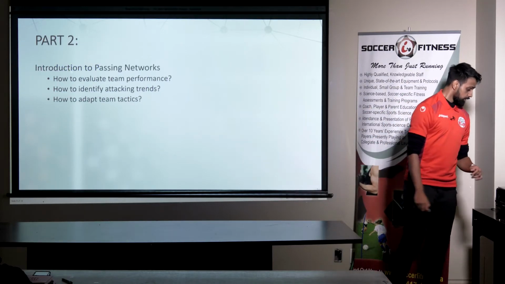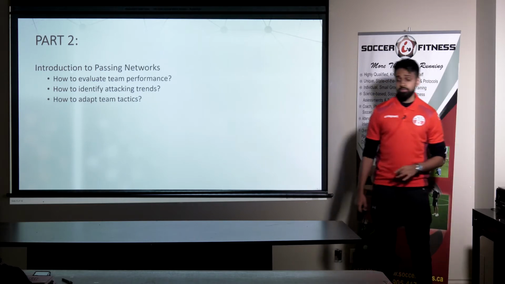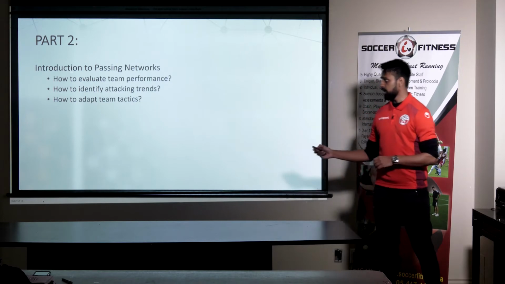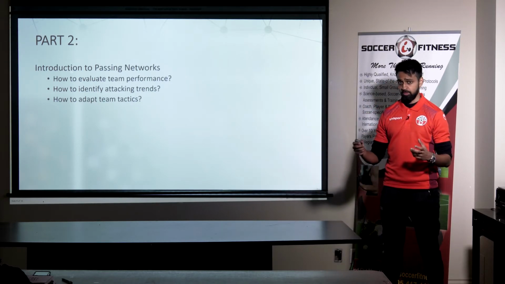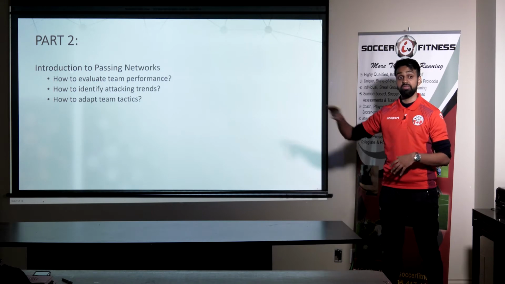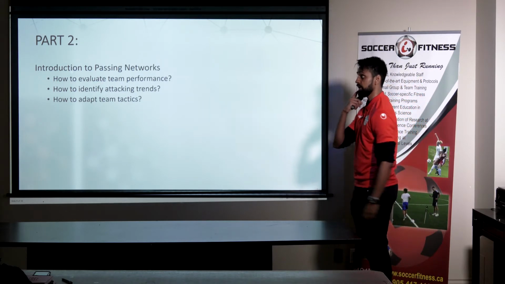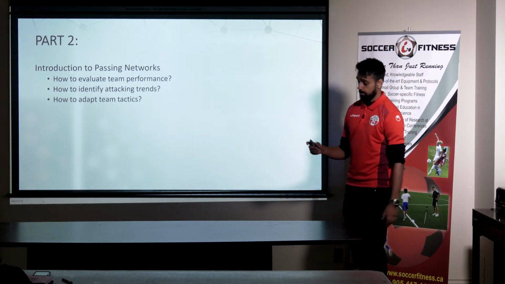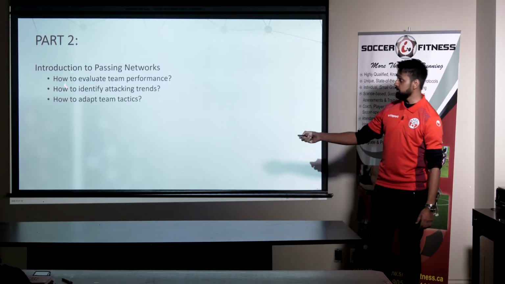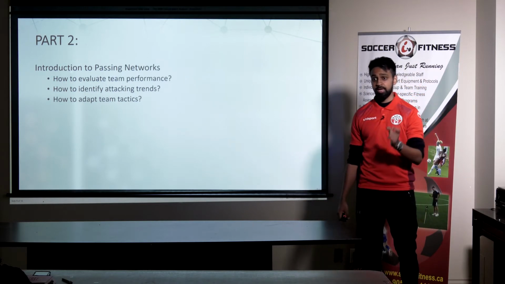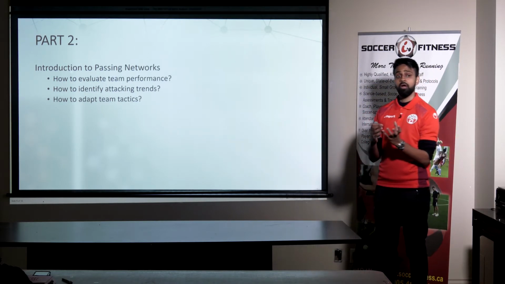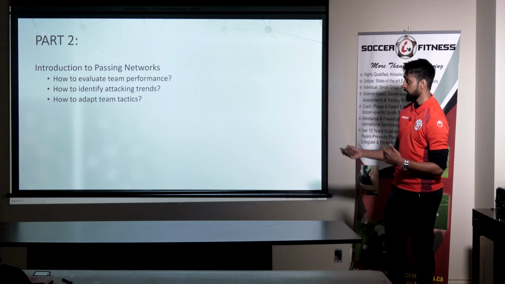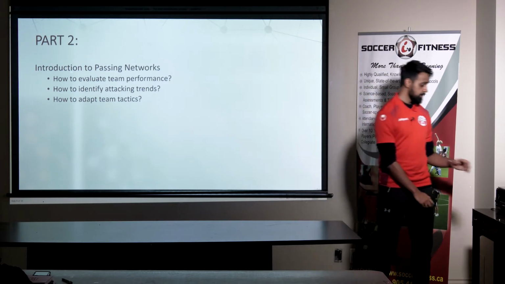So moving right along into part 2, this is going to be a bit more about team performance. How do we evaluate team performance, as opposed to the individual performances we were just looking at? We're going to look at these things called passing networks. Essentially, they'll help us identify attacking trends and defending trends. How do we shape our tactics to match our opponent? How do we adapt those team tactics?